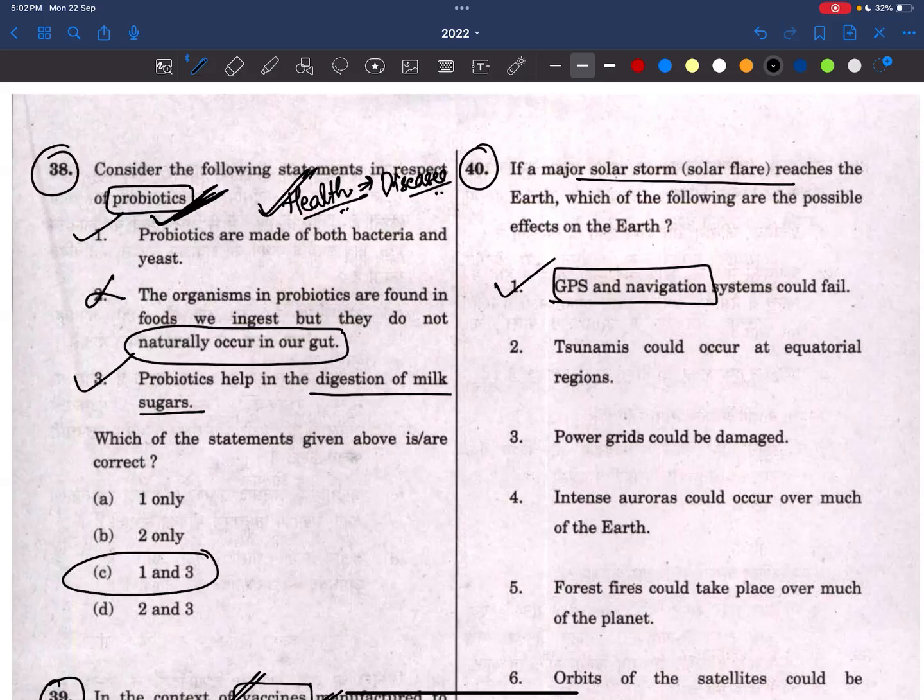Now, tsunamis. See, tsunamis are triggered by tectonic activities, but this is electromagnetic radiation only, right? So this does not cause tsunamis.